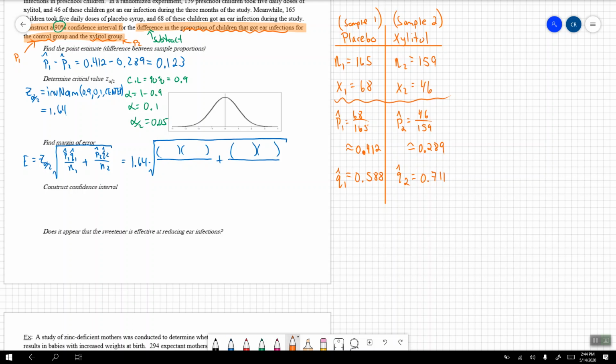P hat 1 is 0.412, and then q hat 1 is 0.588. N sub 1, that's going to be our first sample, 165. The next one's going to be 0.289 multiplied by q hat 2, which is 0.711, divided by 159. There we are. And what I'm going to do again is go to the TI-84, and insert this calculation exactly as it is.